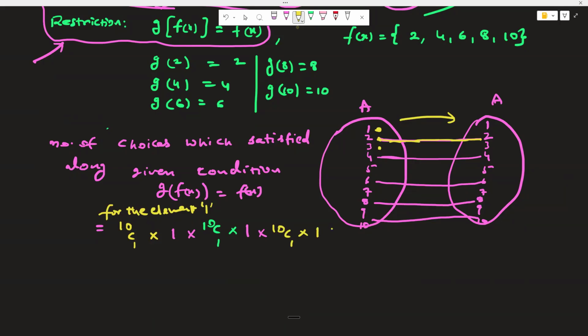Next, for element 6, it was only one choice. For the element 7, it has 10 choices. For element 8, it has only one. For element 9, it has 10 choices available. Any one, it will select only one. Why only one? If you select 2 elements for any domain element, it cannot be called a function. Okay. Next, for 10, it is only one choice.